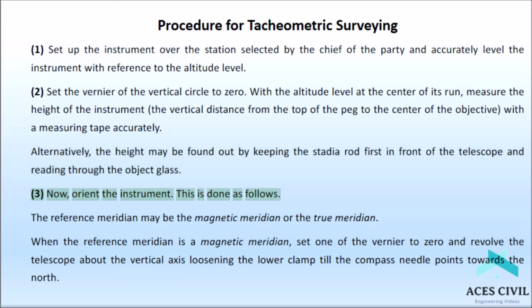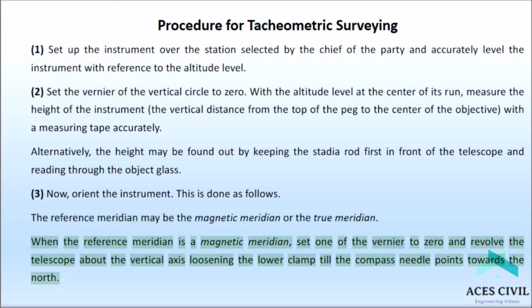3. Now, orient the instrument. This is done as follows. The reference meridian may be the magnetic meridian or the true meridian. When the reference meridian is a magnetic meridian, set one of the verniers to 0 and revolve the telescope about the vertical axis, loosening the lower clamp till the compass needle points towards the north.